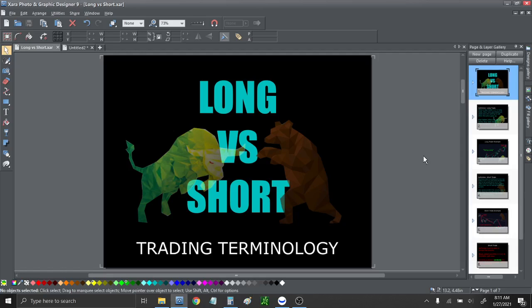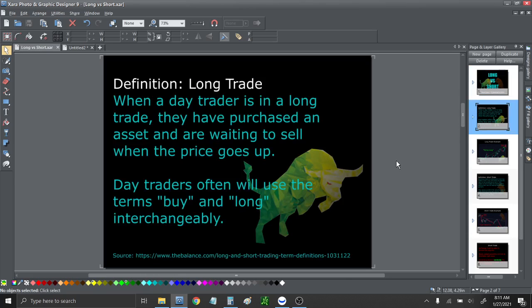Hey guys, let's talk about long versus short. These are trading terminologies to describe a position the trader is executing. So the definition of a long trade is when the trader has purchased an asset and is waiting to sell when the price goes up. This is also known as a buy or a long.